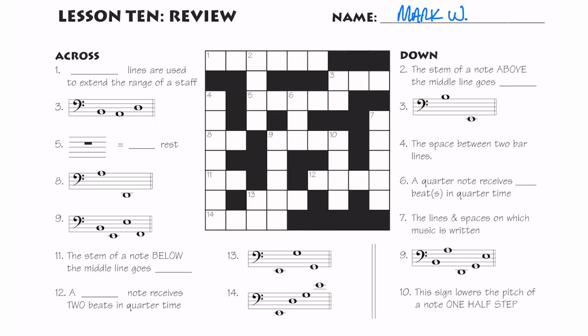So let's start off, as we do in every lesson, by writing our name in the top where it says name. Okay, so all we're going to do is go on all of these across and fill in the blanks or name the notes. So what kind of lines are used to extend the range of a staff? We just learned that. See if you know how to spell it. All right, ledger. So then we're going to go over to our crossword puzzle and write legibly, ledger.